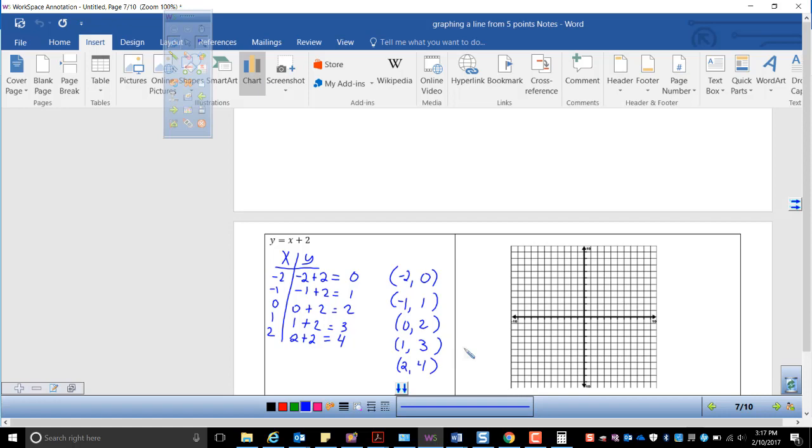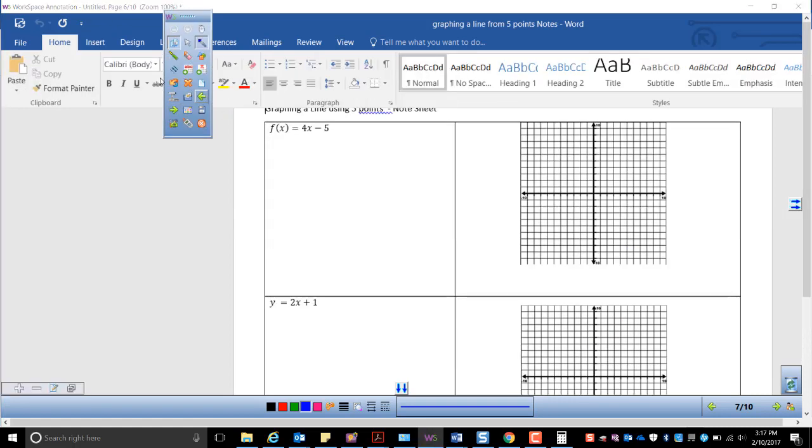So the next thing you do is you're going to graph those. So you got negative 2, 0, negative 1, 1, 0, 2, 1, 3, 2, 4. There's your line. So you connect them and put an arrow on each side for a line. That means it goes on forever. Good. So those are pretty basic.